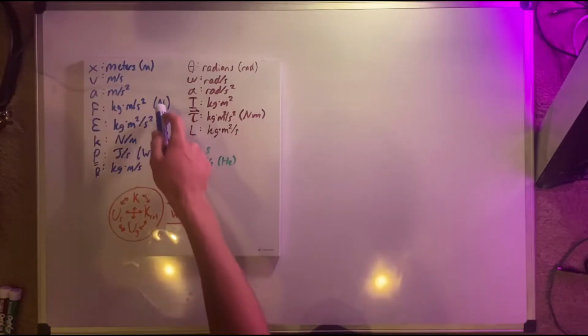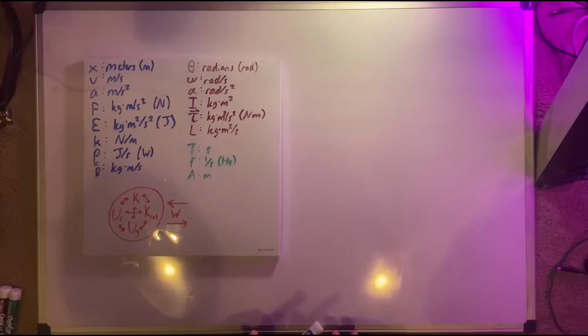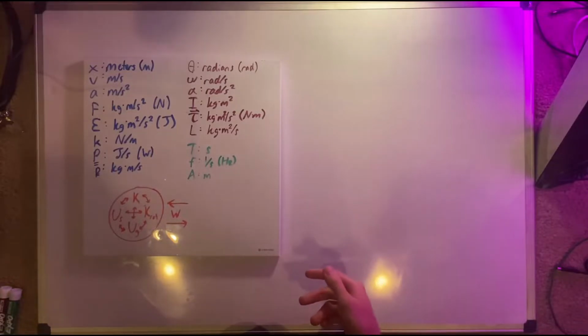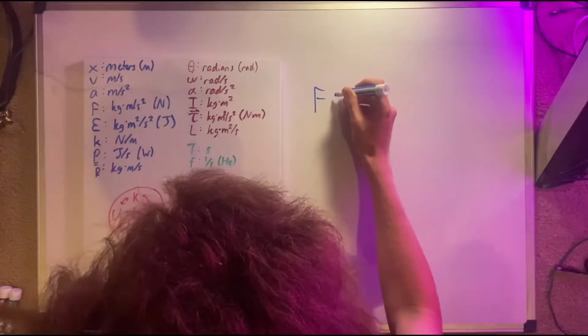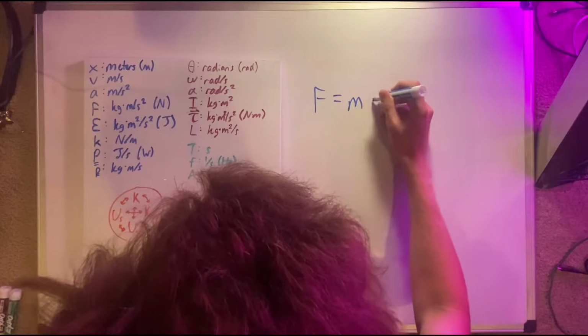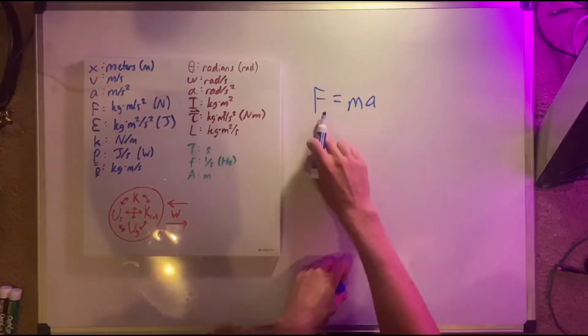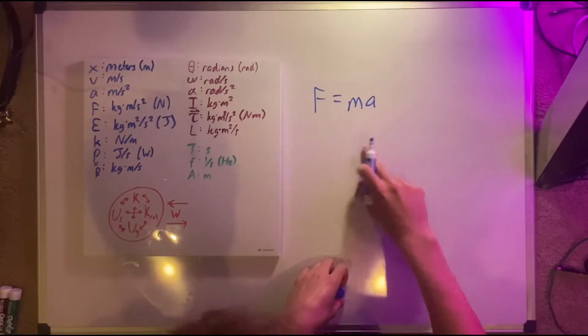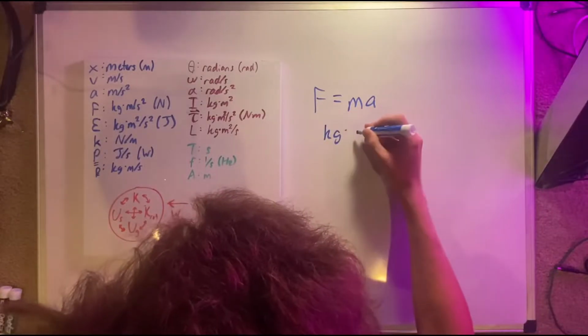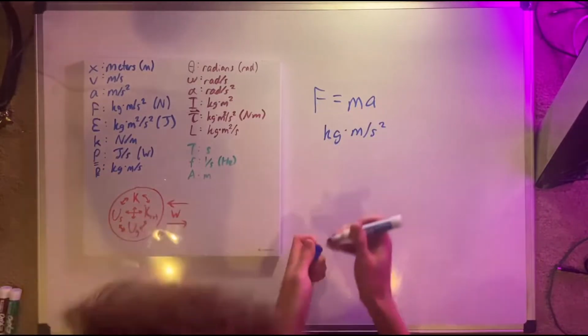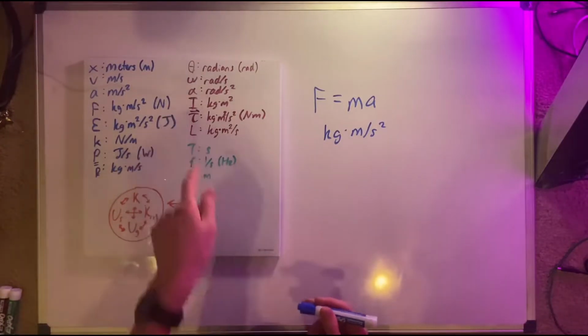Forces, the imperial measurement is newtons, the one that you would write down on tests, but an equally acceptable one would be kilograms per meters per second squared, which actually makes sense because we know Newton's second law says force is equal to mass times acceleration. If we break down all the units of mass and acceleration, we get kilograms times meters per second squared, which is exactly what a newton is.